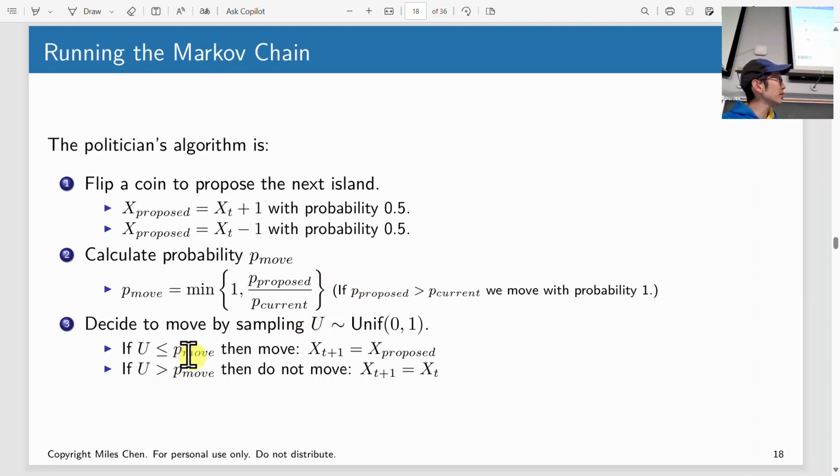We'll move there based on a random value of u. I'll generate a random u. If u is less than p move, I'll go there. If u is greater than p move, I don't go there. Then at the next iteration, I'm just going to reuse my current value x at time t.